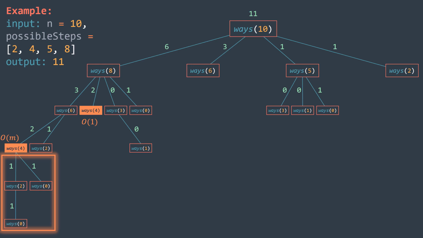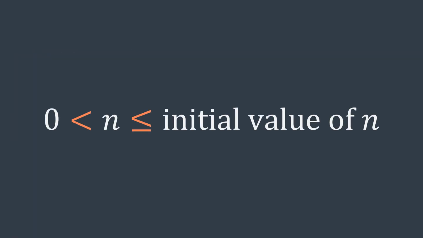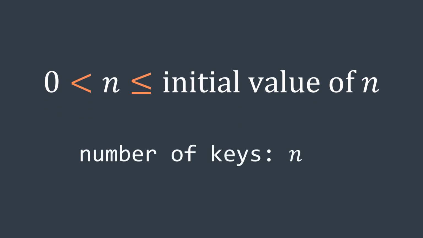And now we need to know the number of keys where it enters the recursive case. In our case, n can't be below 0 because we have this condition. And n can't exceed its initial value because we are only subtracting, never adding to it. So the possible keys where it enters the recursive case go from 1 to n inclusive, which means that the number of keys is n. In other words, the number of calls that have to traverse the m possible steps can't exceed n.